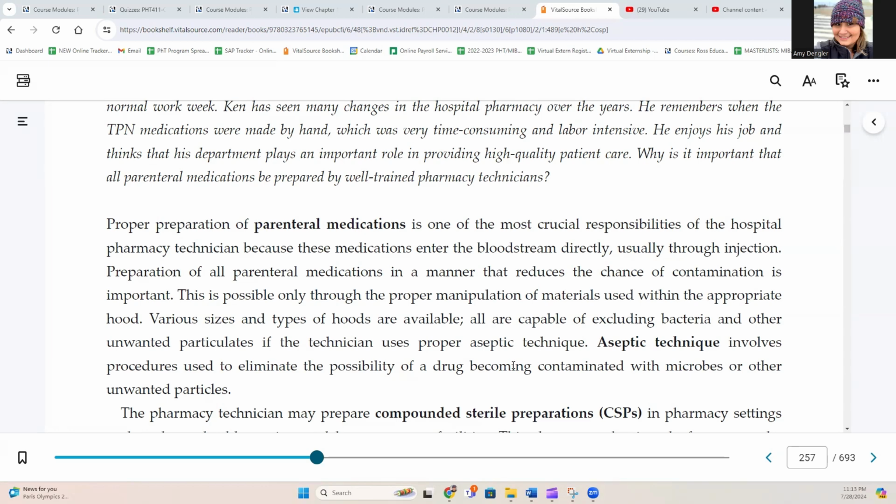Various sizes and types of hoods are available. All are capable of excluding bacteria and other unwanted particles if the technician uses proper aseptic technique. Aseptic technique involves procedures used to eliminate the possibility of a drug becoming contaminated with microbes or other unwanted particles.